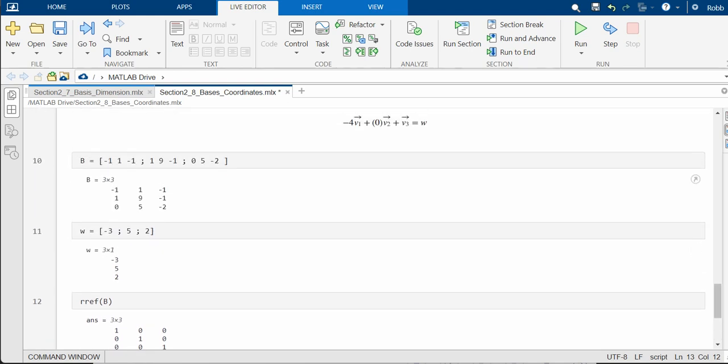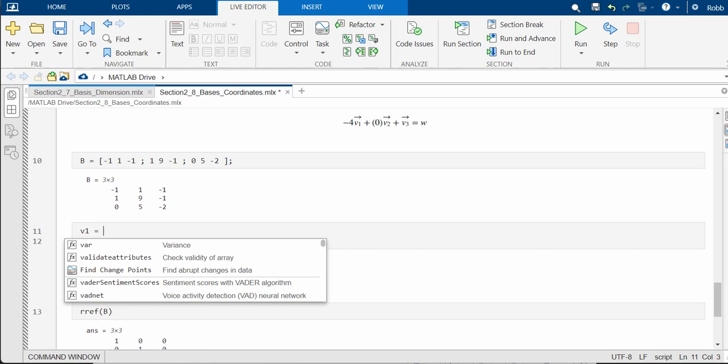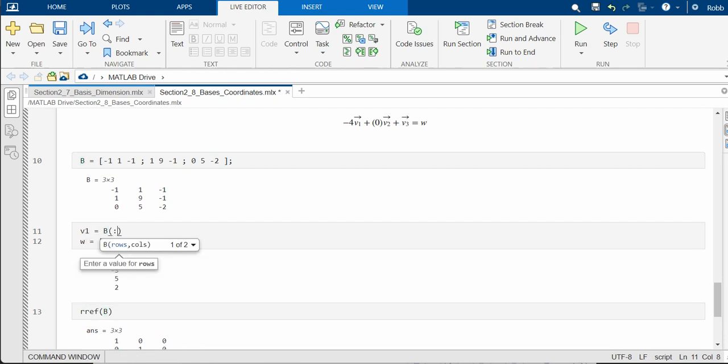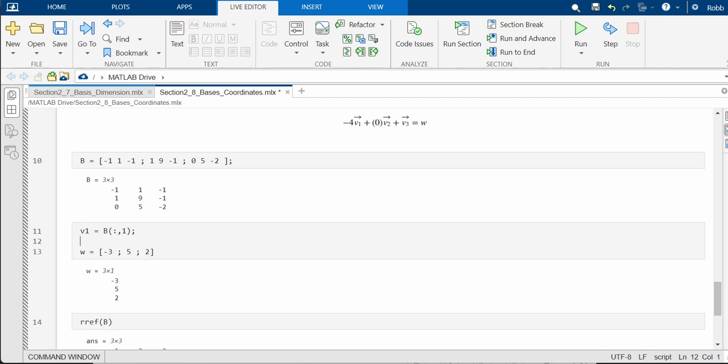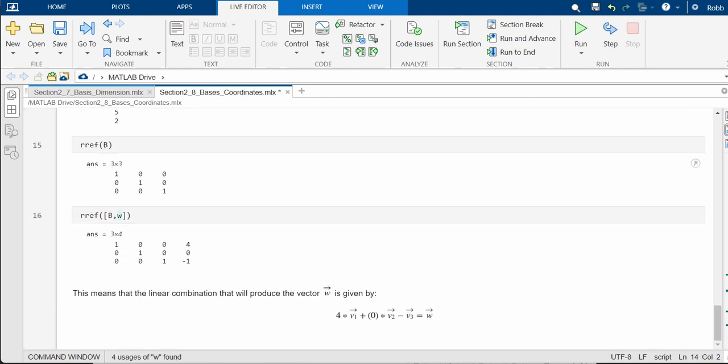Actually, what do we need to do? We need some vectors. So V1 equals the first column of B, and then V2 equals the second column, right? So I can change that to a 2, that to a 3, change that to a 2, that to a 3. So now I'll have these vectors V that are the columns, and I have the vector W. Okay, so then I can go below this.